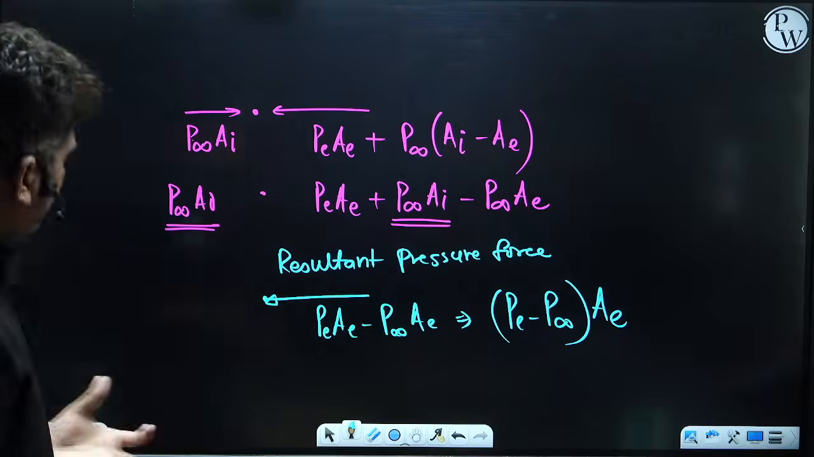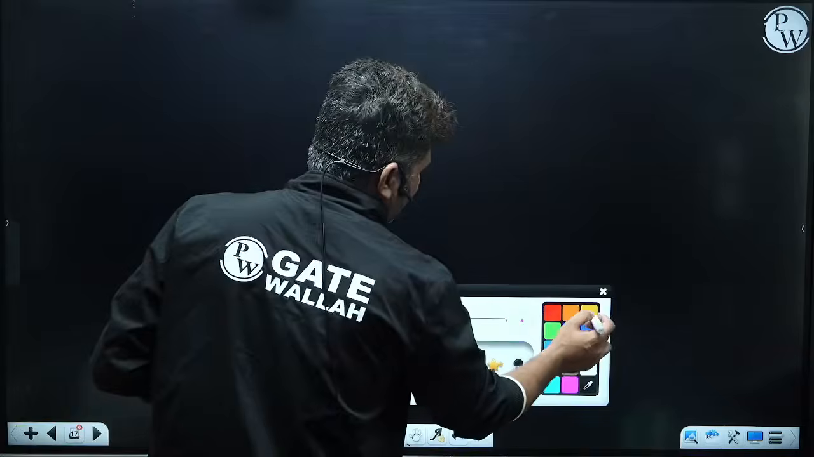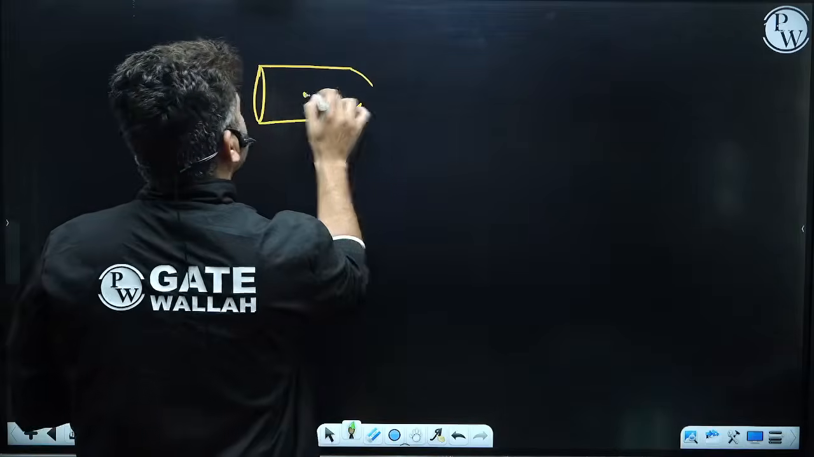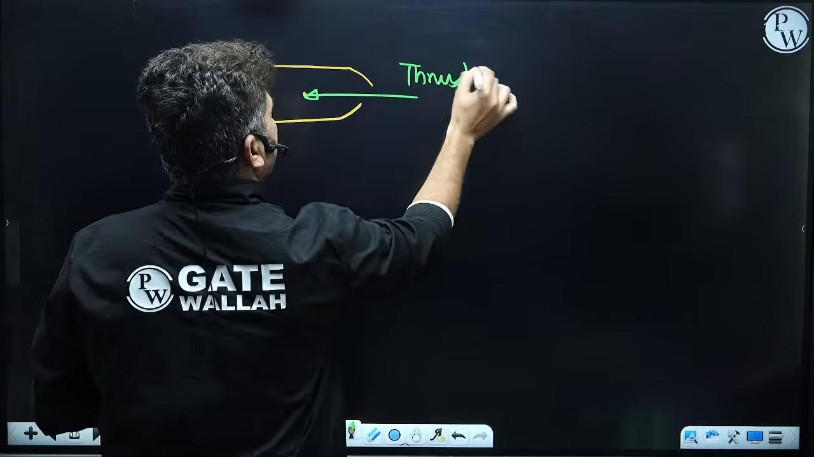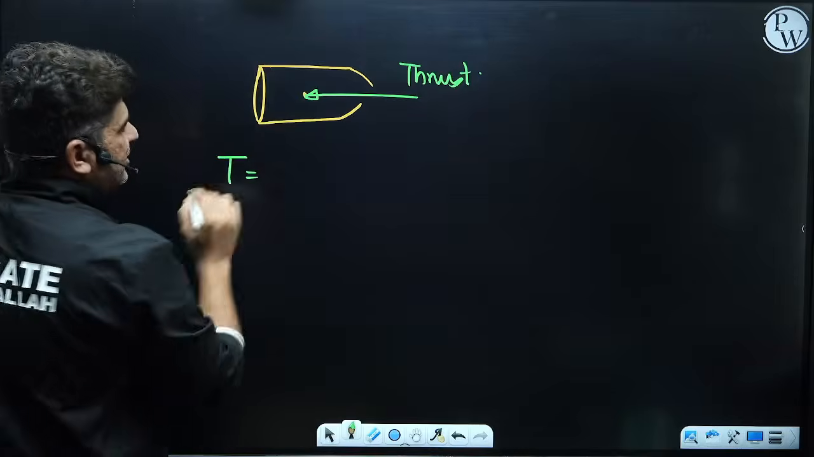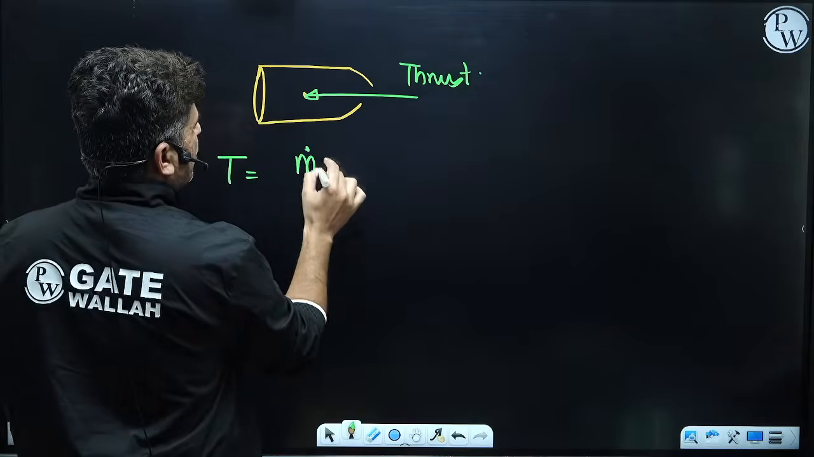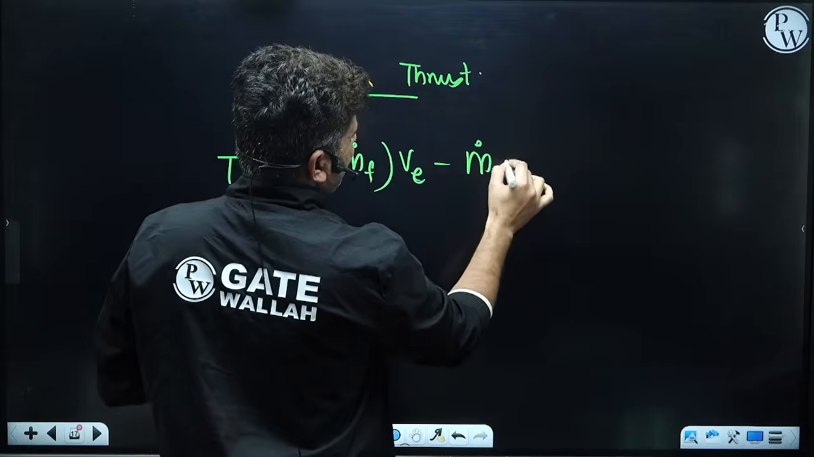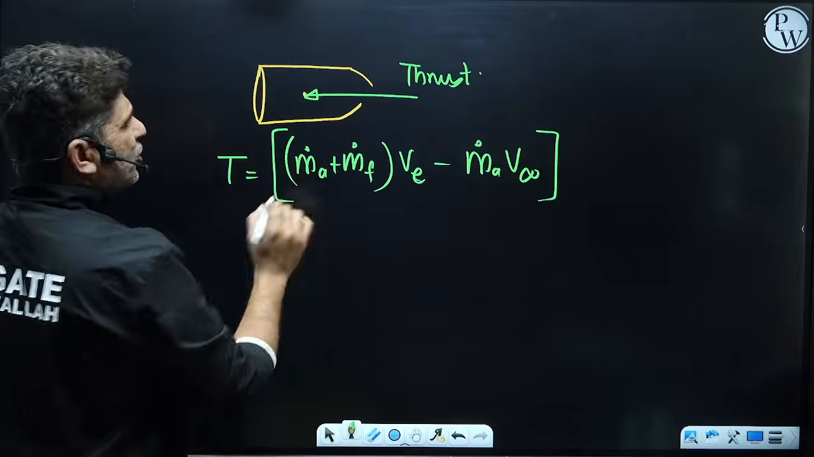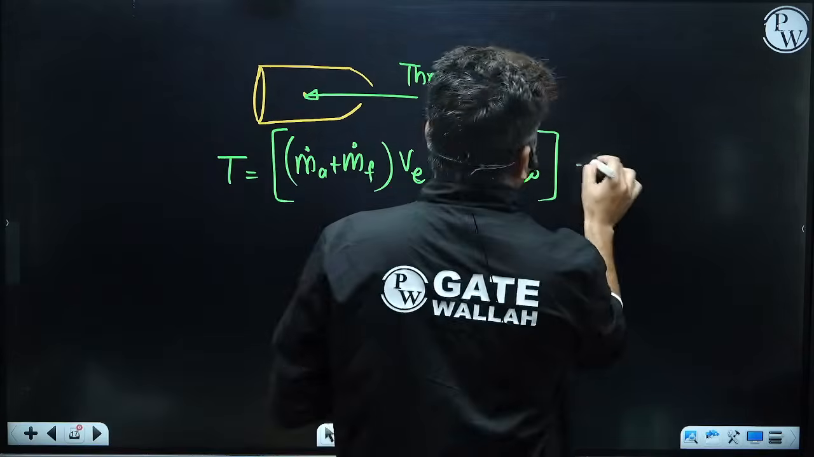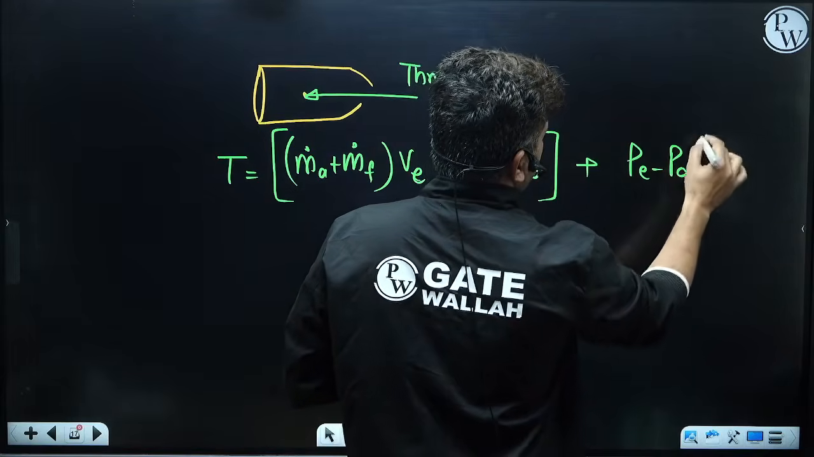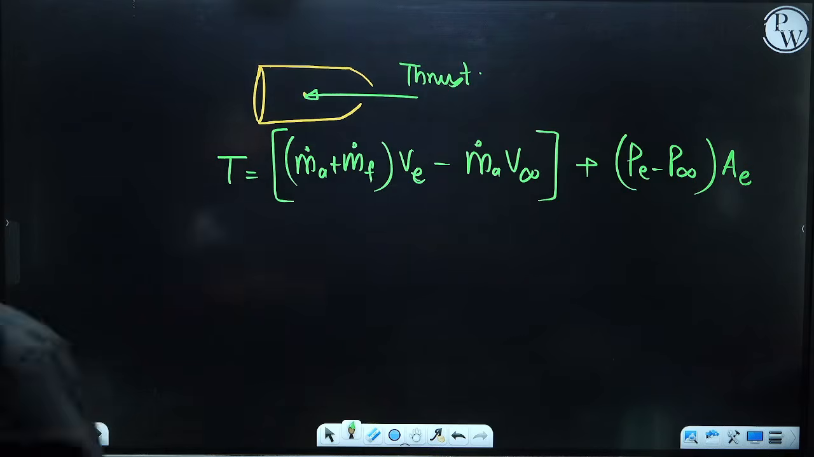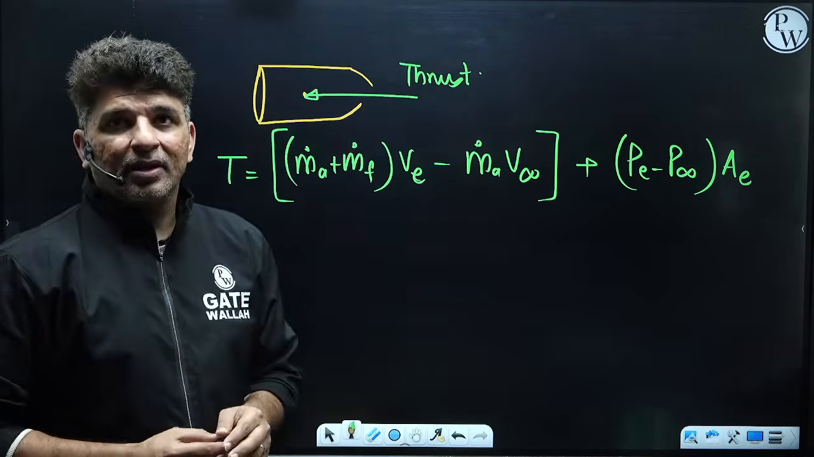Now if we see the total force acting on the engine, let's say this is your engine, and on this engine there is a net resultant force which we actually call thrust. This thrust T will consist of two terms. First one is m dot air plus m dot fuel multiplied by V exit minus mass flow rate of air into V infinity. This is the thrust that is coming due to the change in momentum of the air. And second is the pressure term, that is P exit minus P infinity multiplied by area exit. So this is what is actually the thrust acting on the engine. I hope everybody understood this.